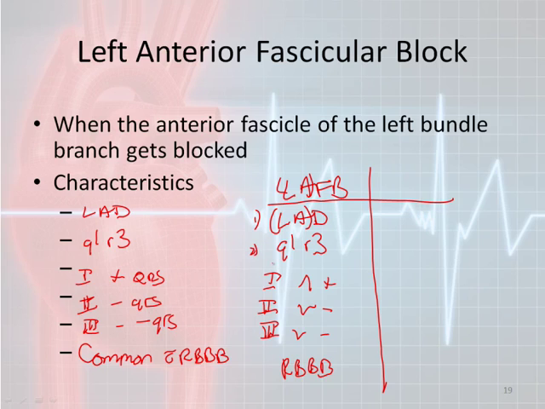The second supporting criteria is the Q1R3. If you know the alphabet, Q comes before R in the alphabet, 1 comes before 3 in the number line. So Q1, R3. And then just remember up, down, and down for leads 1, 2, and 3. That's pretty simple. So left anterior fascicular block: left axis deviation, Q1, R3, up, down, and down, and it's commonly associated with a right bundle branch block.